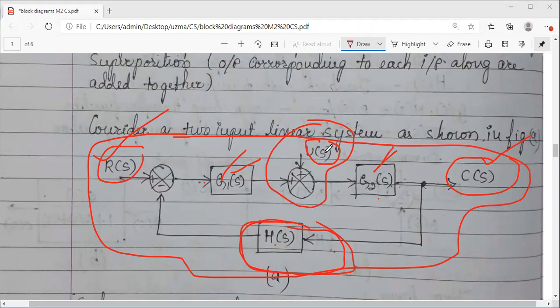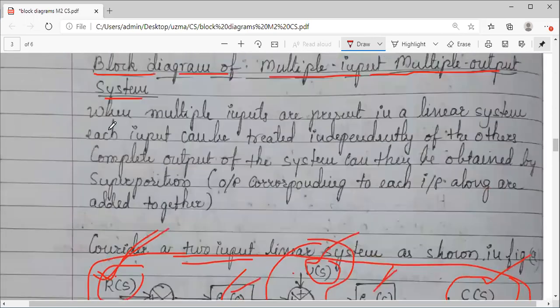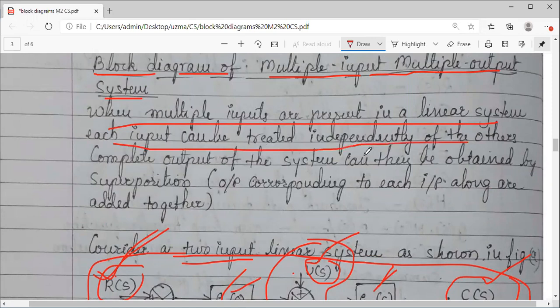Yeah, very good. Even U of S also. So U of S is one more input. That's what we are dealing with now. We are dealing with the block diagram for multiple inputs. So I have drawn this diagram for two inputs. So which are those two inputs? One is R of S, one more is U of S. R and U indicate two inputs. So we have to look into how to get the transfer function of the block diagram for this particular system. Now, whenever the multiple inputs are present in a linear system, each input can be treated independently of the others.